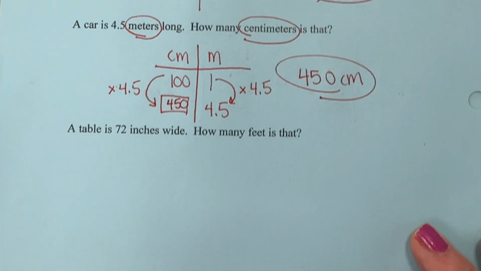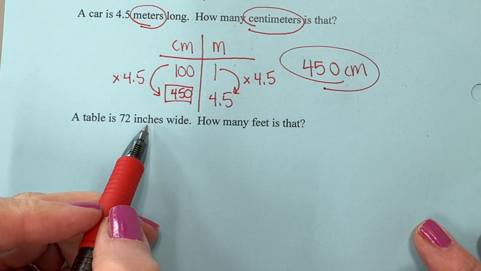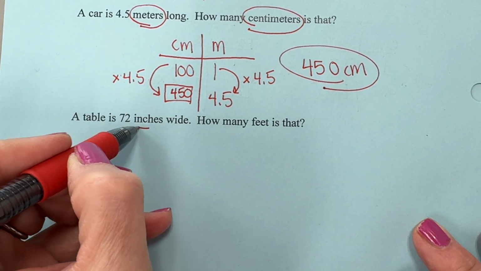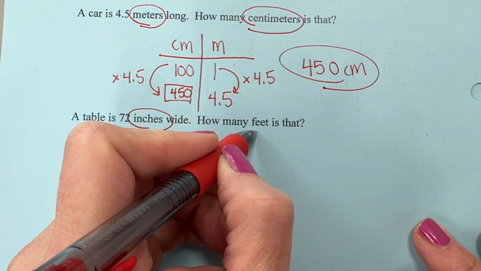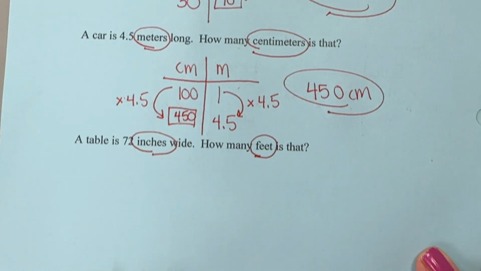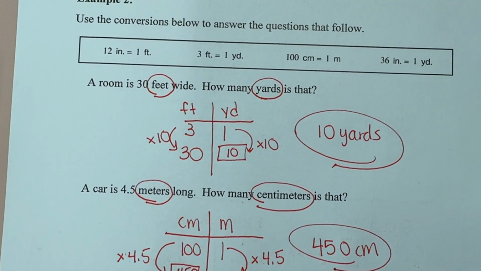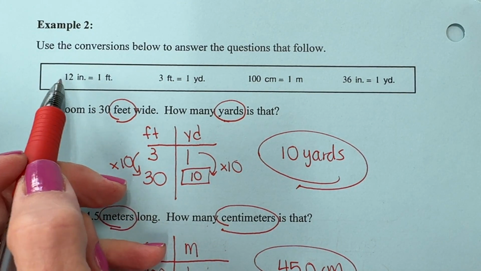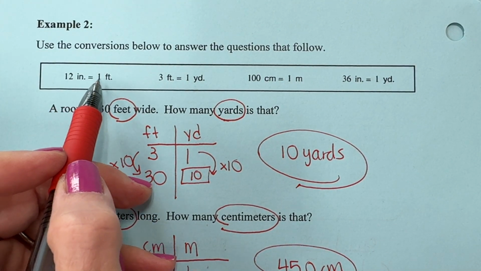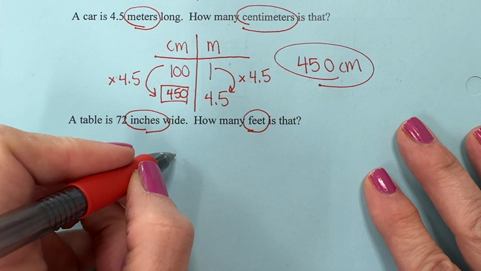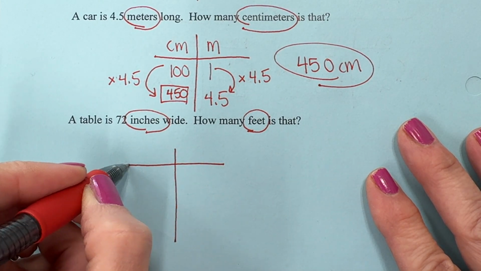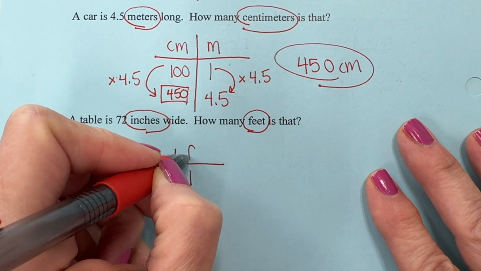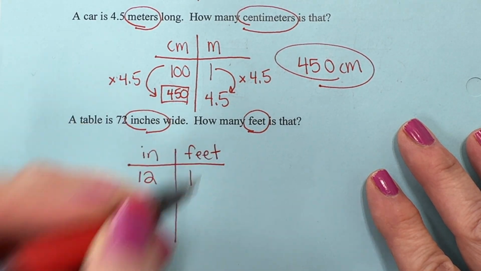The last one here on this page. A table is 72 inches wide. How many feet is that? Inches, feet. Let's go back up. Inches and feet, right here. 12 inches equals 1 foot. 12 inches, 1 foot, or feet, whatever.